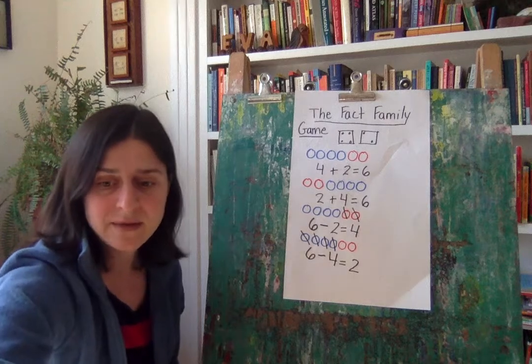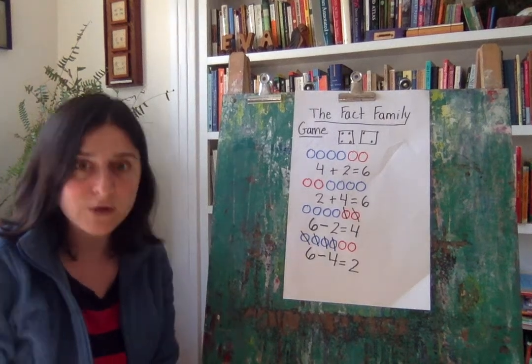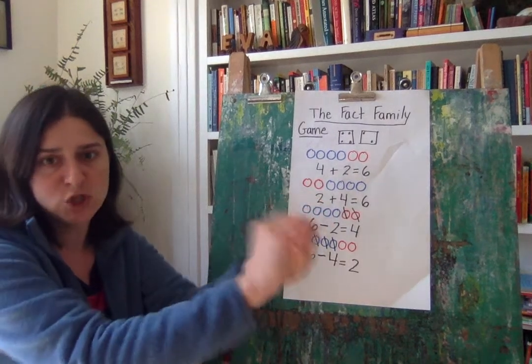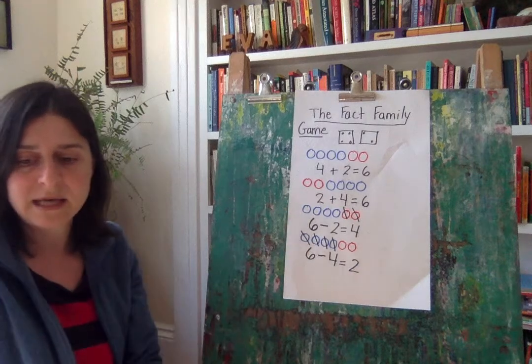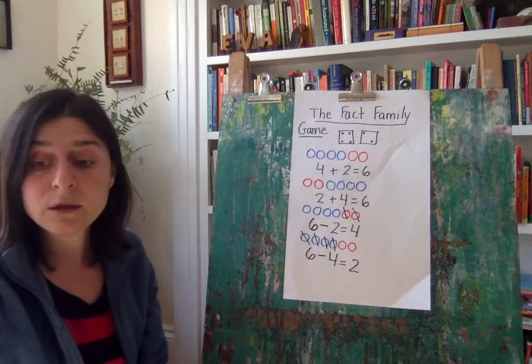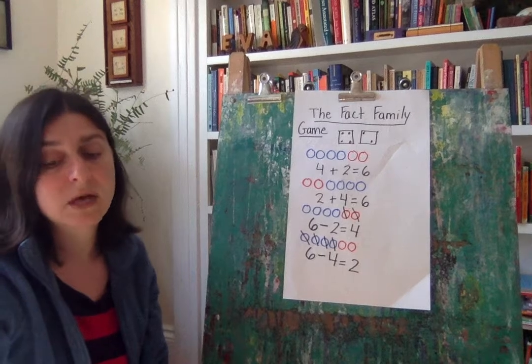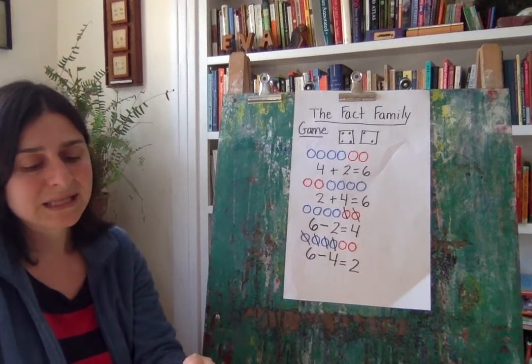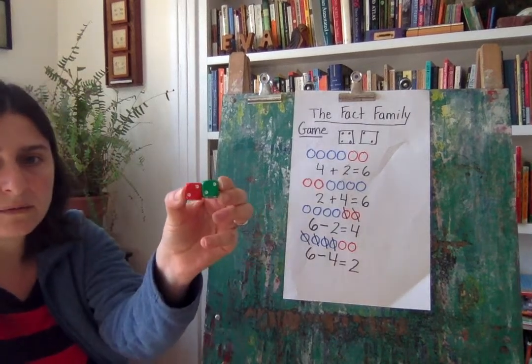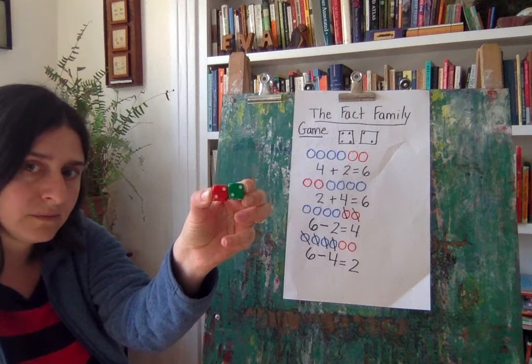The idea when you play this game is to do lots of rounds. So for the next round, I'm gonna roll my dice again. Look at that. I got 2 of the same number. Oh, this is a tricky one. So I got a double, 2 and 2.